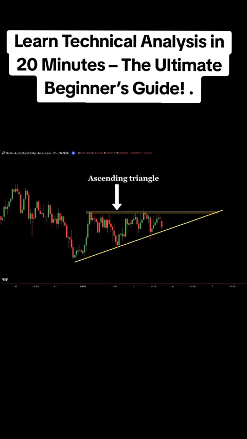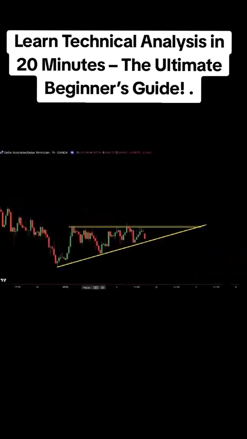An ascending triangle is a chart pattern used in technical analysis. It is created by price moves that allow for a horizontal line to be drawn along the swing highs and a rising trend line to be drawn along the swing lows. The 2 lines form a triangle. Traders often watch for breakouts from triangle patterns. The breakout can occur to the upside or downside.